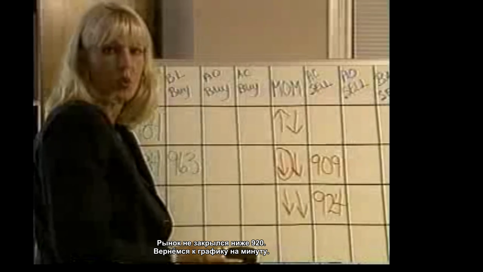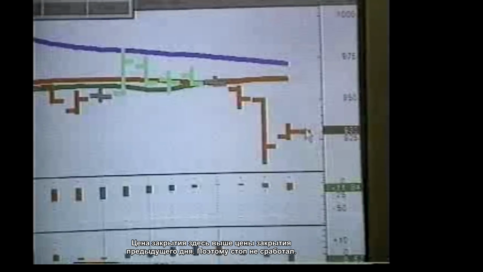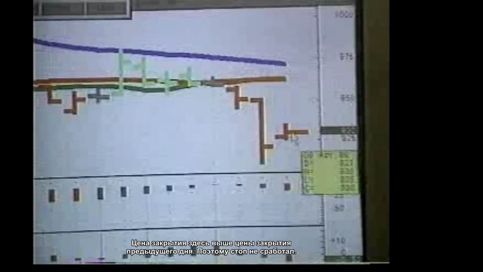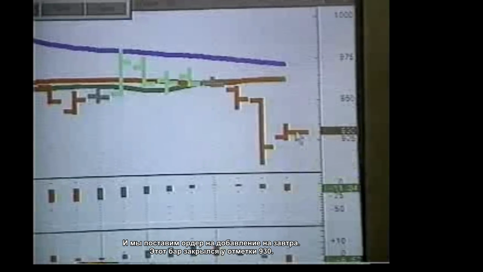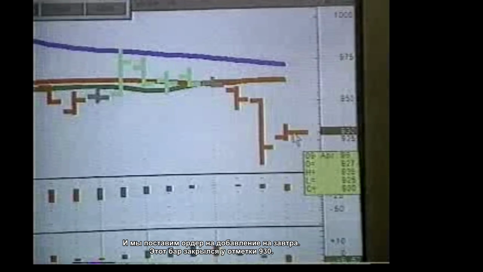Next thing we want to look at is we did have an order for a red add-on at 920 if it closed lower than 920, stop close only. Well, notice that it did not close lower than 920. Let's go back to the chart for a moment. You notice this close is higher than the previous day's close, so we did not have an add-on. But we do have an order for an add-on tomorrow.